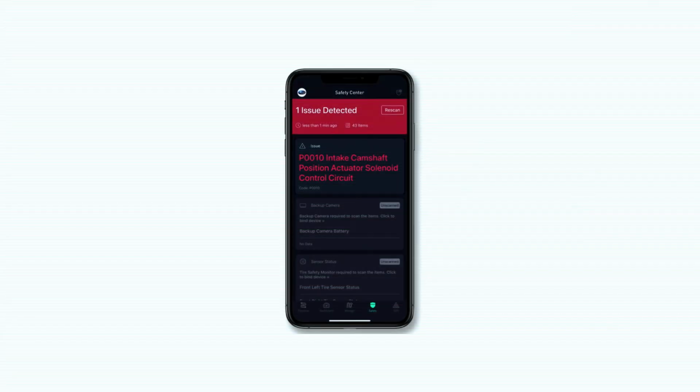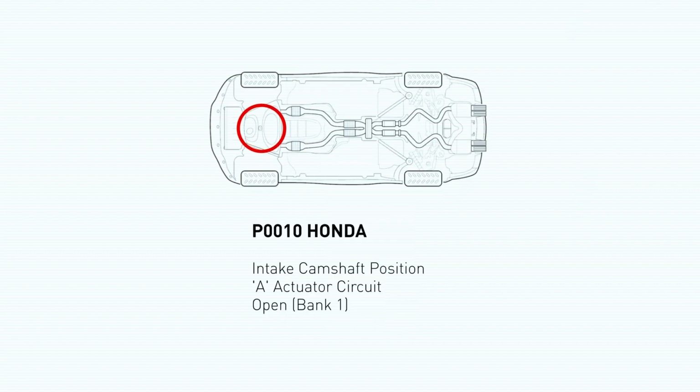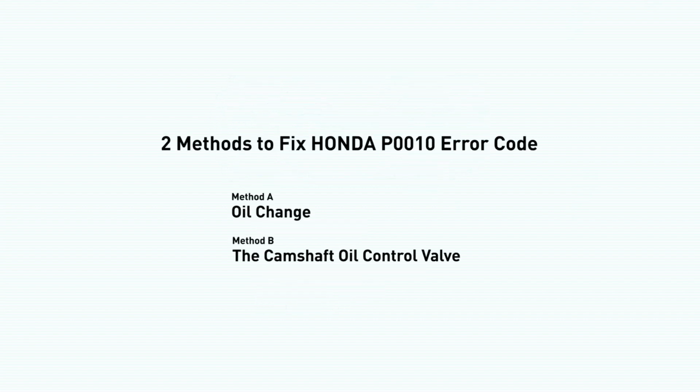Use the OBD2 scanner to scan your vehicle and see the error code P0010. It indicates an issue with the ECM detecting a variation in the mechanical timing between the crankshaft and bank 1 camshaft. Here are 2 of the most practical solutions to fix Honda's P0010 error code.